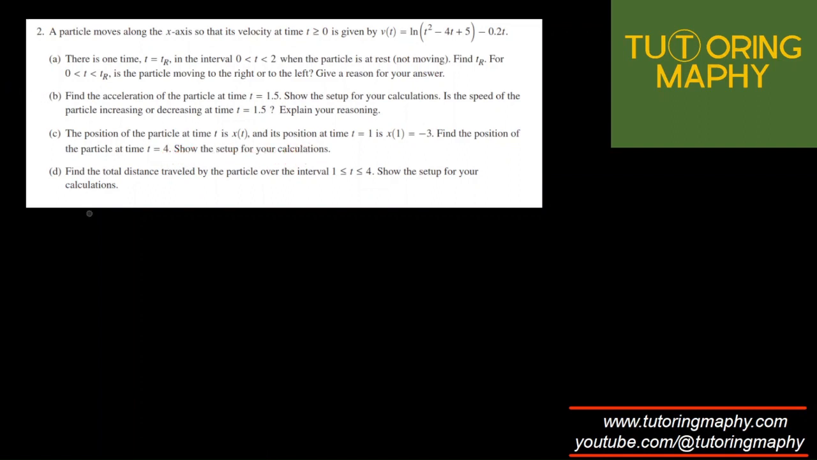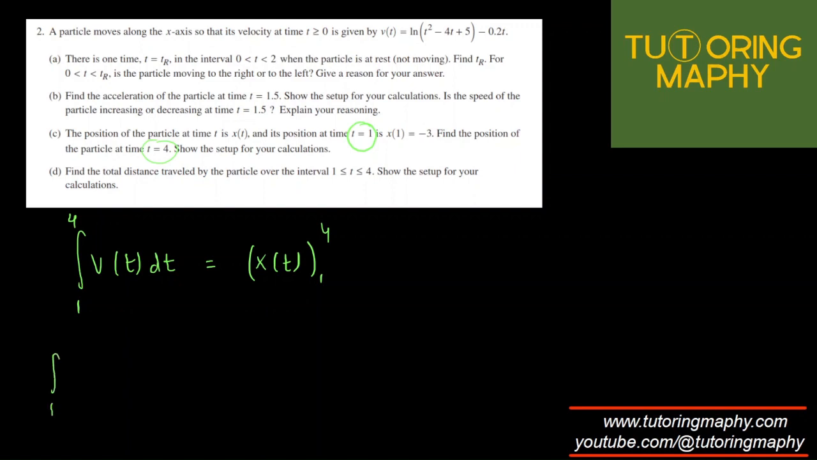Let's show the setup. We very well know that the position is nothing but the integration of the velocity function. We will integrate from 1 because that's given as a reference point, and all the way till 4 because that's where we need to find it. This is nothing but the position, because the integration of velocity is the position, and we have to go from 1 to 4.